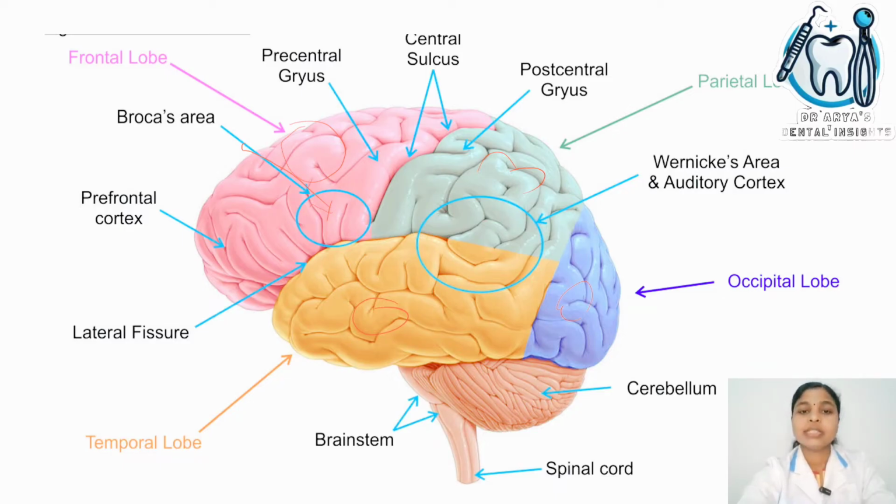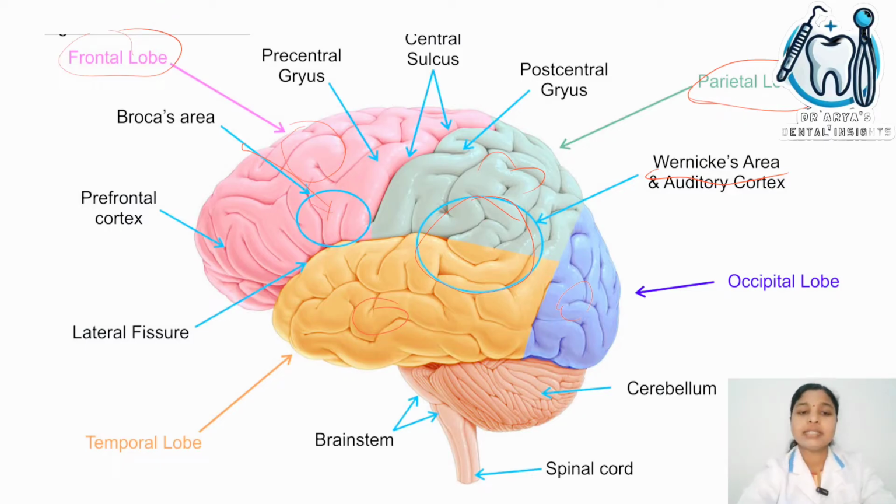Okay. So this is the precentral gyrus, this is the central sulcus, this is the postcentral gyrus. Okay, and this is another area, which is Wernicke's area, and it is also the auditory cortex. So here, in which lobe is it situated? It is in the parietal lobe. So Wernicke's area is situated in the parietal lobe, and Broca's area is situated in the frontal lobe. So 2 questions are there.